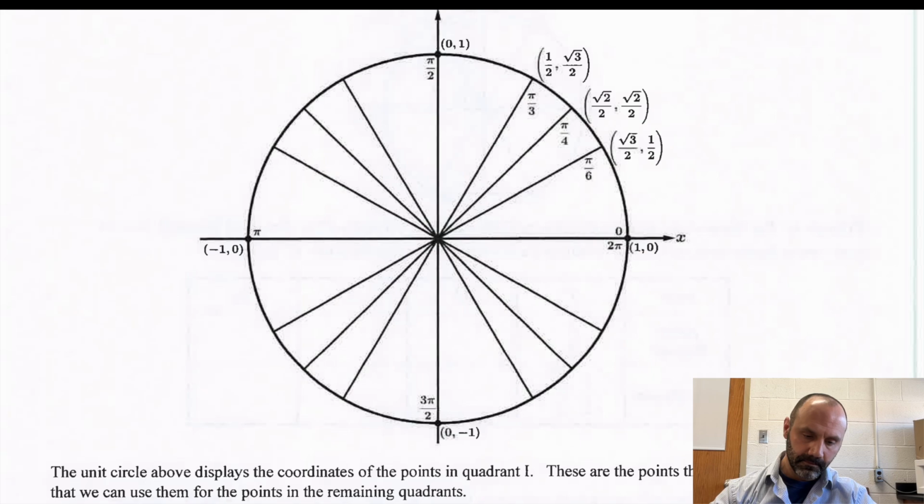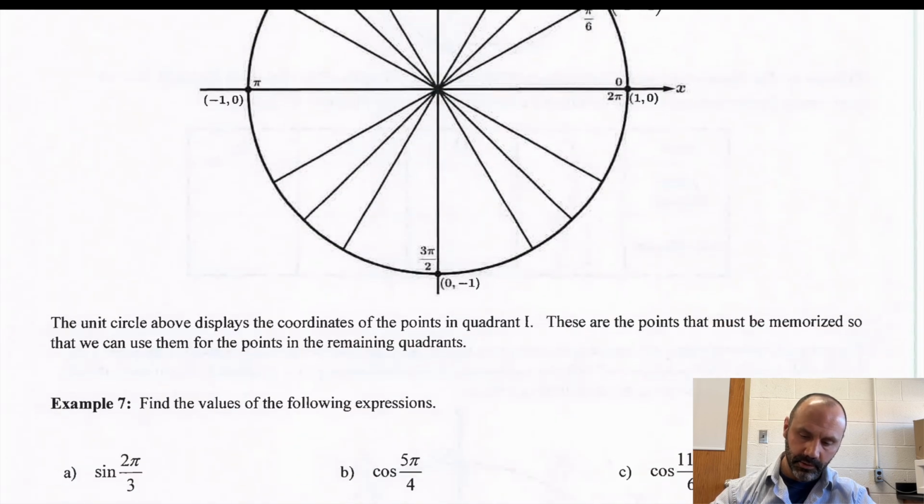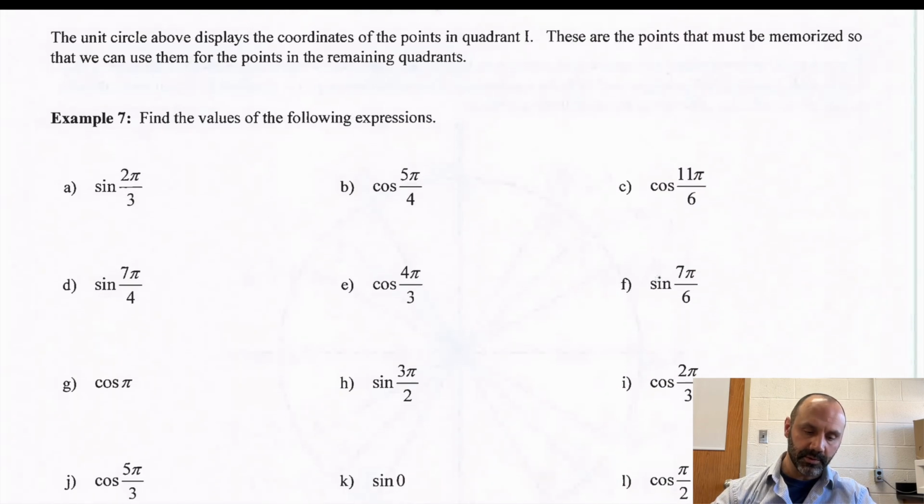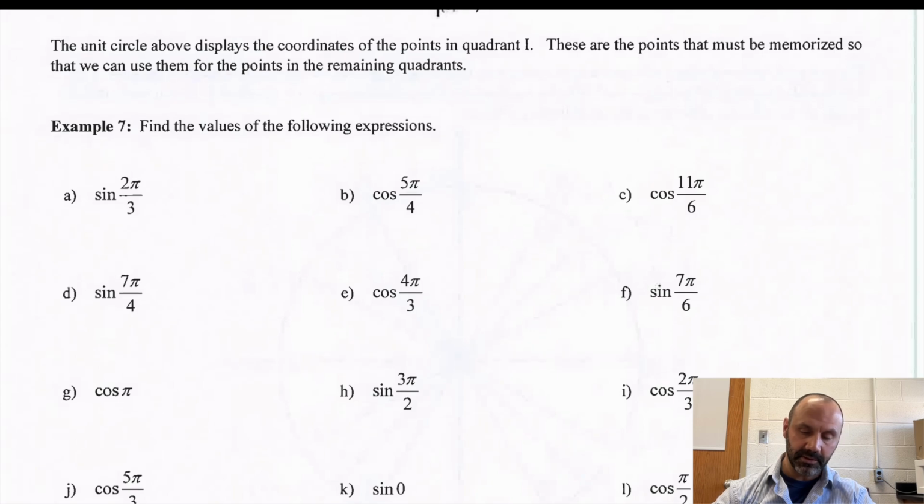And so here's the unit circle. They want you to memorize these points, really, basically. Then everything else is just a multiple of this or multiplying by -1. So here's some practice. It says find the values of the following expressions.